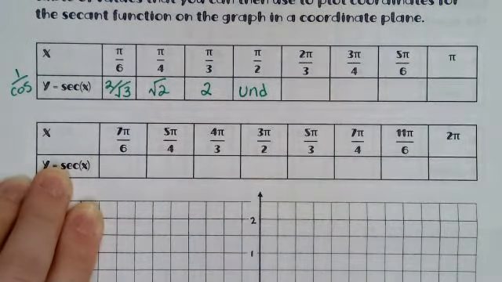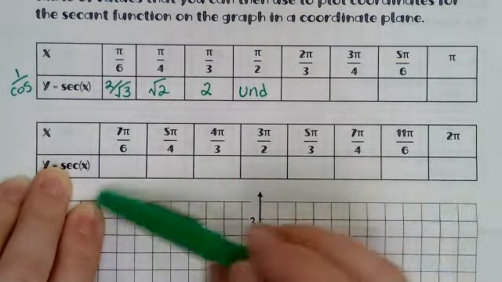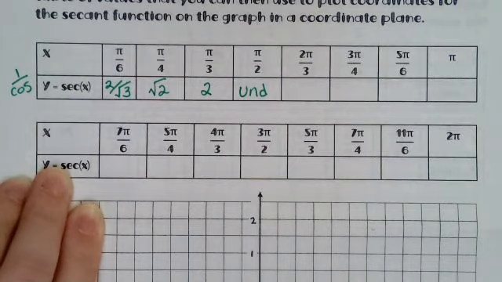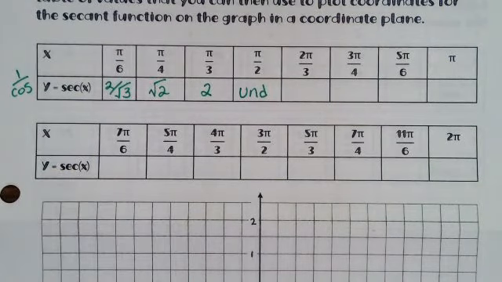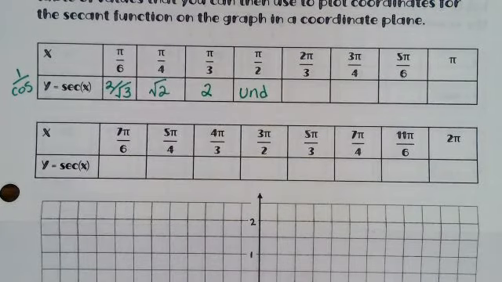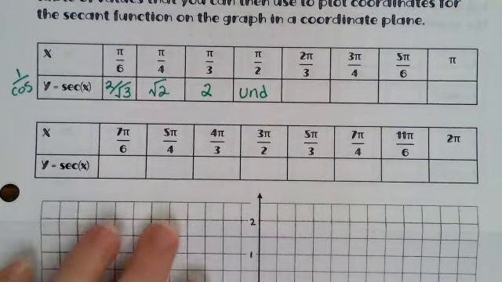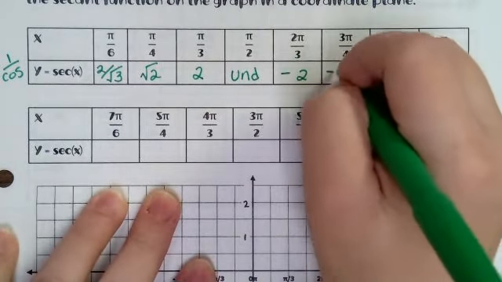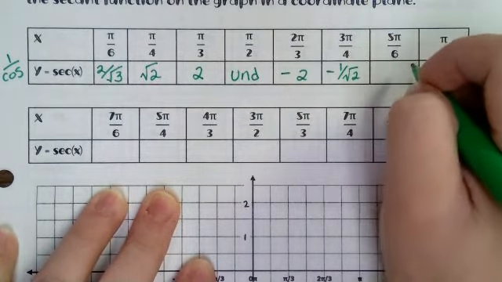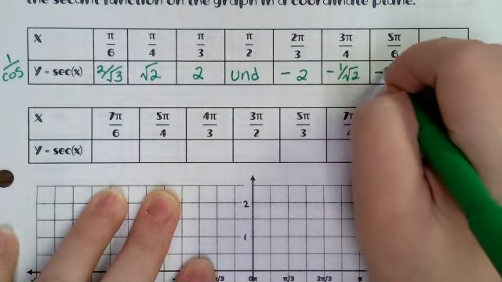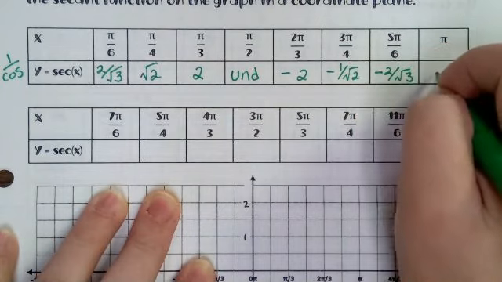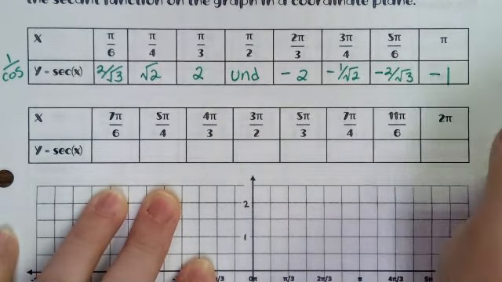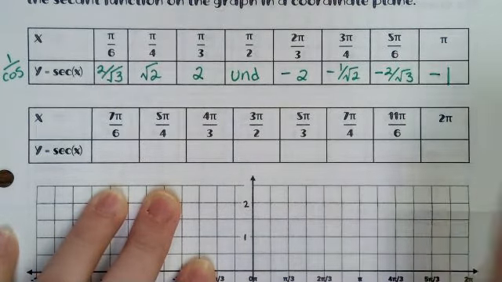So pause the video, go ahead and fill in the rest of these two tables, just like we've done with our last ones, and then come back when you're ready to check that and try graphing, all right? Okay, these other values we should have gotten are -2, -1 over square root of 2, -2 over square root of 3, and then -1.